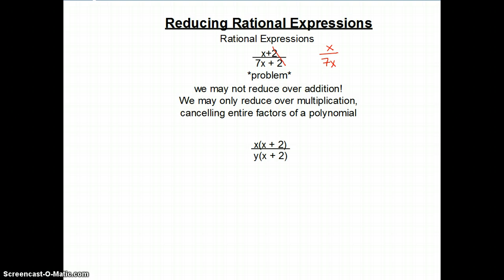You may only reduce over multiplication, canceling out entire factors of a polynomial. So if you see below, I have x times this entire factor of x plus 2, and y times this entire factor of x plus 2. Now, since this x plus 2 is being multiplied, we can cross out that entire factor with the entire factor in the denominator. Now, I'm left with x in the numerator and only y in the denominator. From here, I cannot simplify any further, so this is the most reduced form of my original expression.